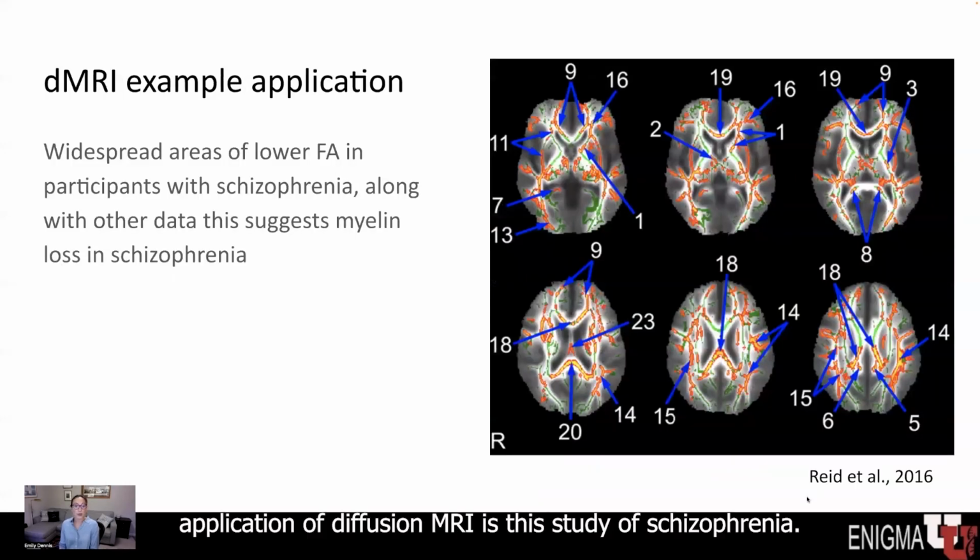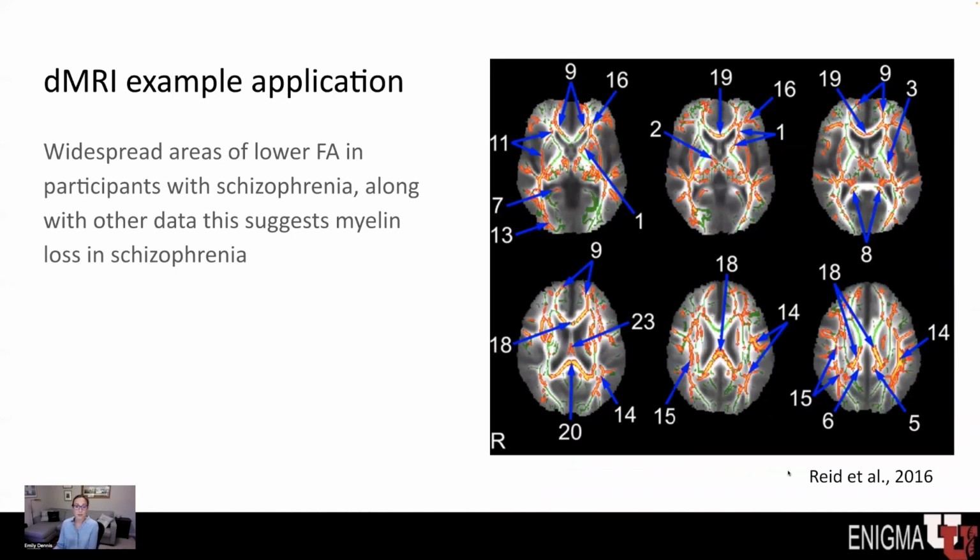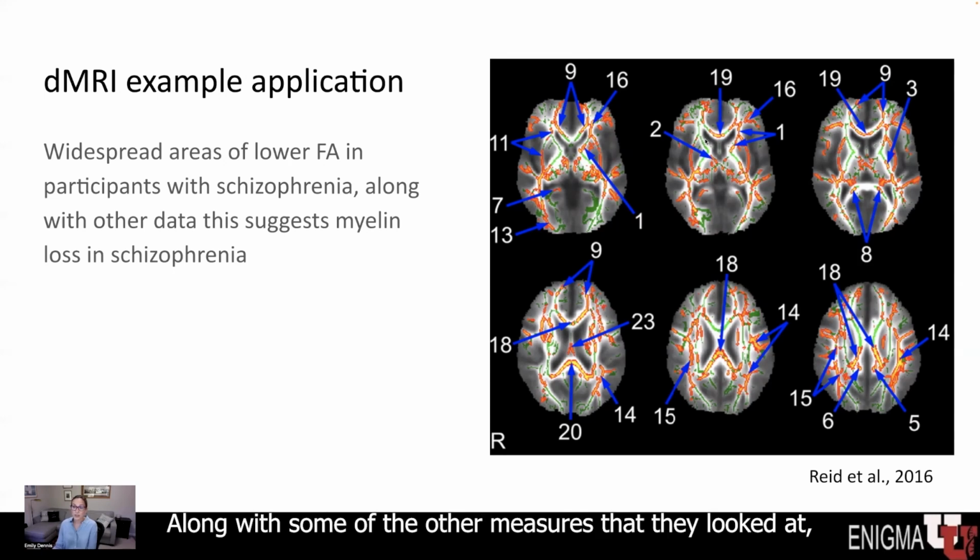And one example application of diffusion MRI is this study of schizophrenia. All of these red, yellow areas are where the researchers found lower FA, or lower fractional anisotropy, in schizophrenia. Along with some of the other measures that they looked at, this suggests that there is myelin loss, and in this case, widespread myelin loss in schizophrenia.